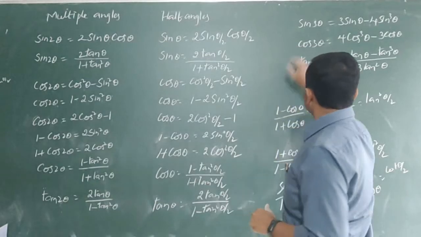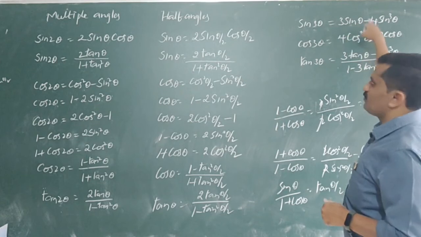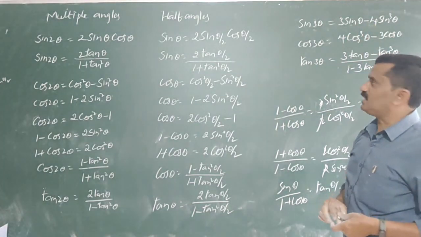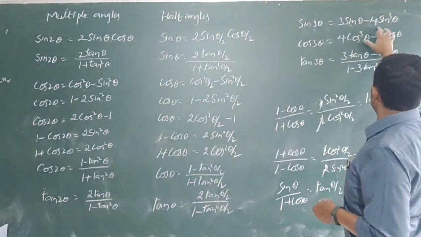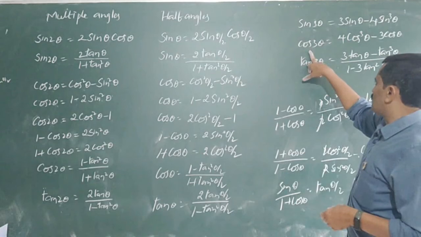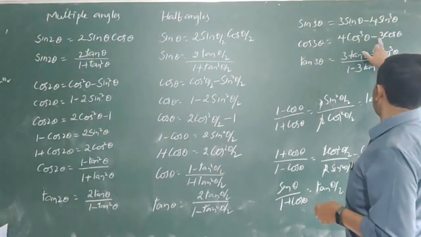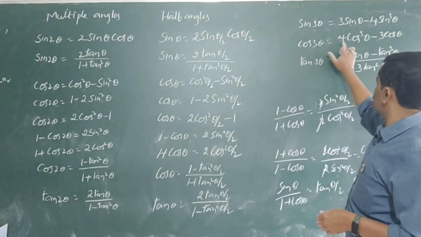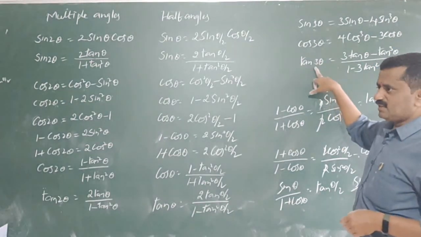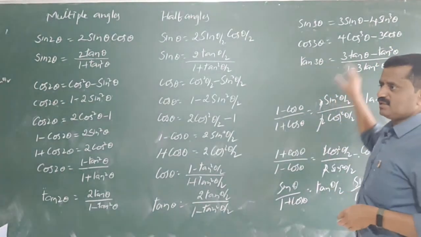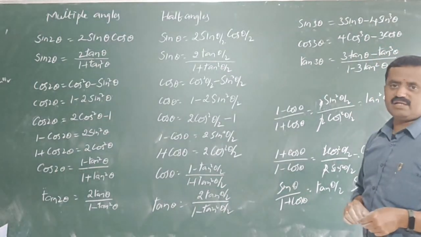Okay, next we have the sin 3 theta formula. Sin 3 theta is equal to 3 sin theta minus 4 sin cube theta. Similarly we have cos 3 theta. Cos 3 theta is equal to 4 cos cube theta minus 3 cos theta. Then tan 3 theta is 3 tan theta minus tan cube theta, divided by 1 minus 3 tan square theta.